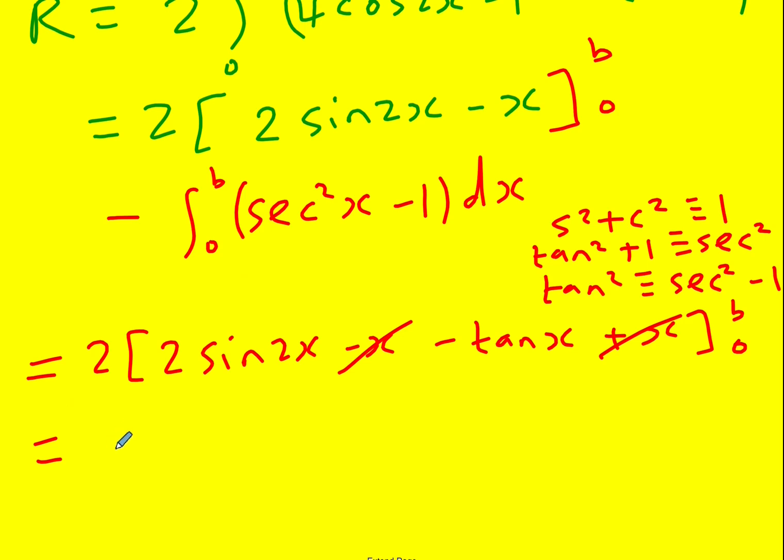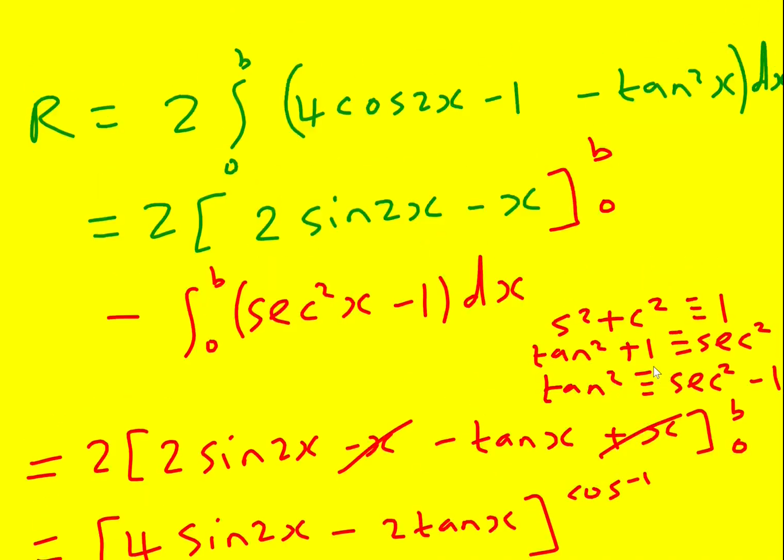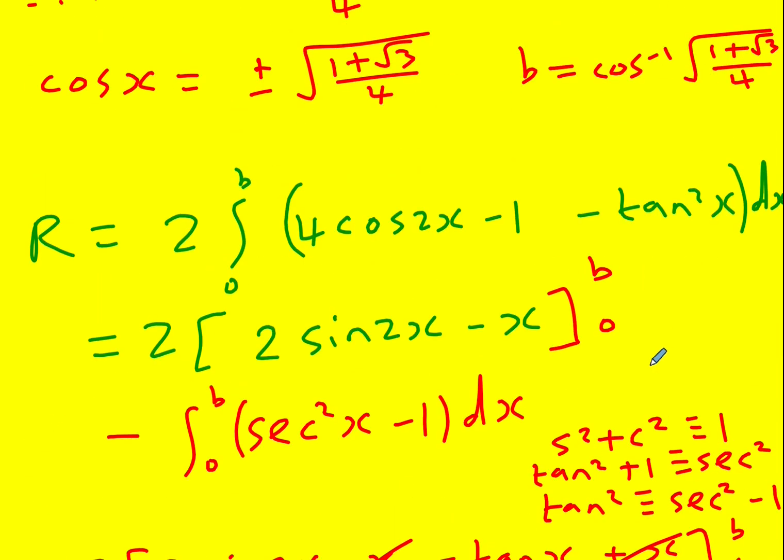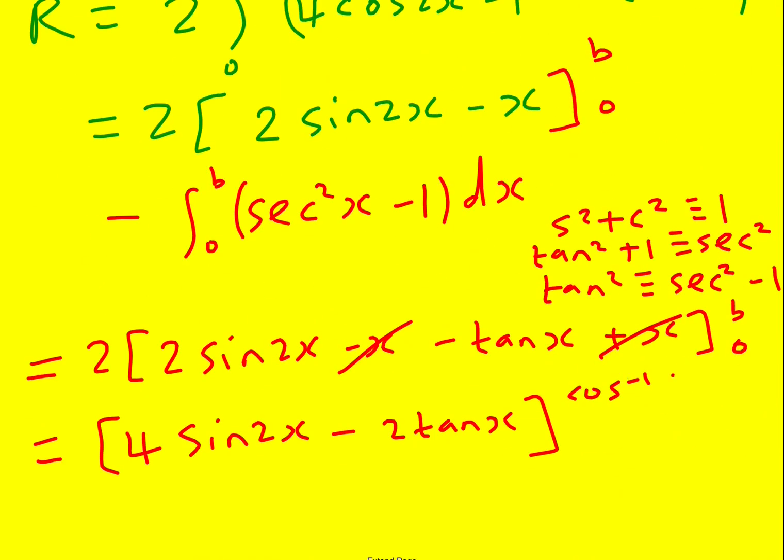Right, I'm going to bring that 2 back in. So it's going to be 4 sine 2x minus 2 tan x. And I am evaluating between 0 and, it was inverse cos of the square root of (1 plus root 3) over 4.